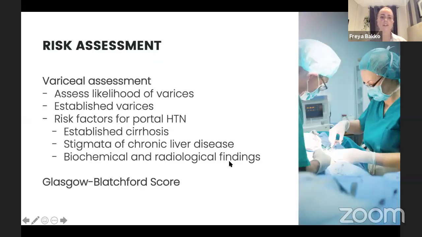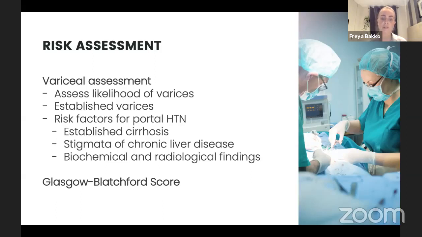So now we want to assess this patient with an upper GI bleed for his risk. The first thing you want to do is distinguish between a variceal and a non-variceal bleed. Your variceal assessment is a clinical assessment, and it assesses the likelihood of varices by establishing previous varices or any risk factors for liver disease or portal hypertension. So does he have a previous diagnosis of cirrhosis? Does he have any peripheral stigmata of chronic liver disease, as we mentioned? And do his bloods indicate liver disease?